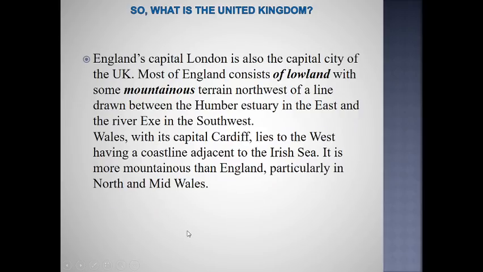England's capital, London, is also the capital city of the United Kingdom. Most of England consists of lowland and some mountainous terrain northwest of a line drawn between the Humber Estuary in the east and the River Exe in the southwest. Wales, with its capital Cardiff, lies to the west, having a coastline adjacent to the Irish Sea. It is more mountainous than England's, particularly in North and Mid Wales.